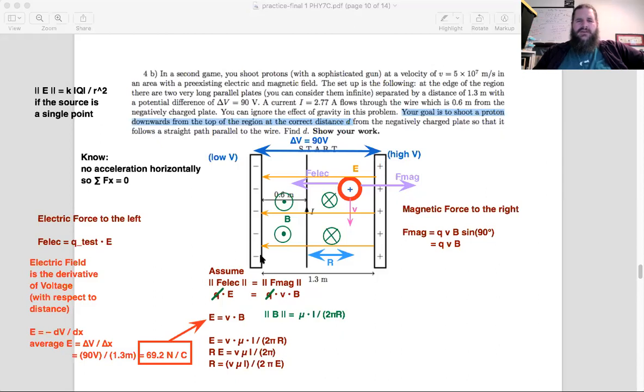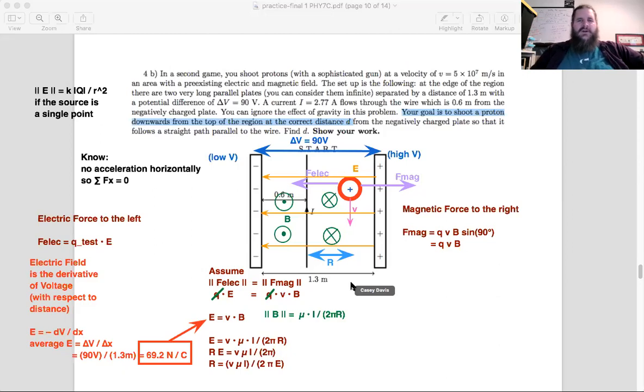So what else would we need to do once we found the value of R? Yeah, just add that 0.6 meters, because we've got 0.6 meters from the plate to the wire plus an extra R, whatever R works out to be. That'll be the distance, the location where we can just send a particle straight down and it'll continue moving straight down because all the forces cancel out.